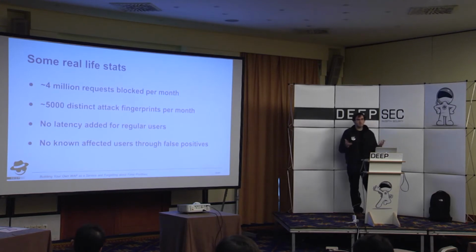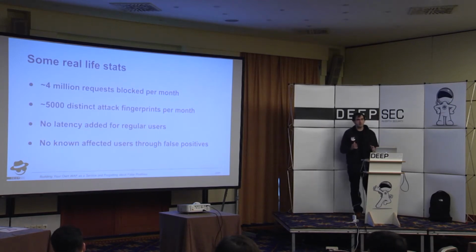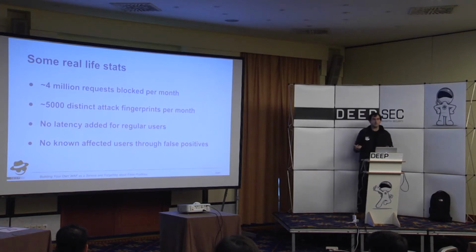To give some statistics on this, we're talking about 4 million requests blocked each month, about 5,000 distinct fingerprints, which are automatically detected and then blocked. No latency added for regular users, and as far as we know, and we check and we have review systems, no known affected users through blocking false positives.